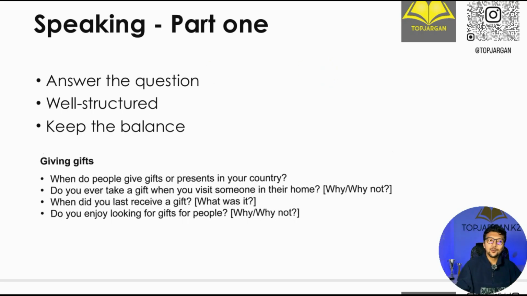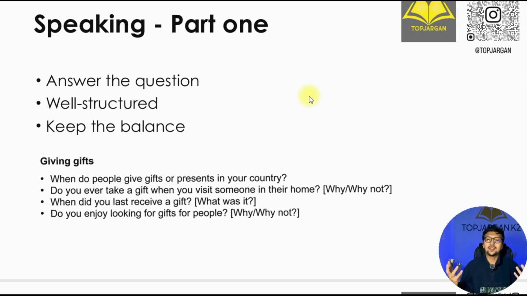And here we have specific golden rules which help you to structure your answer. These rules relate to all parts, part 1, part 2, and part 3. Okay, first, just answer the question. Don't start from far away. Just answer and then explain your answer. Answer and then explain. Like, when do people give gifts or presents in your country? Usually it's New Year, Turkic New Year, like Nowruz, and probably weddings.